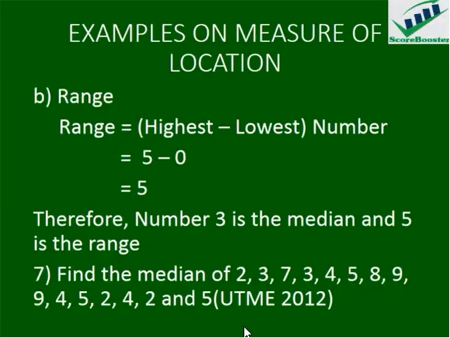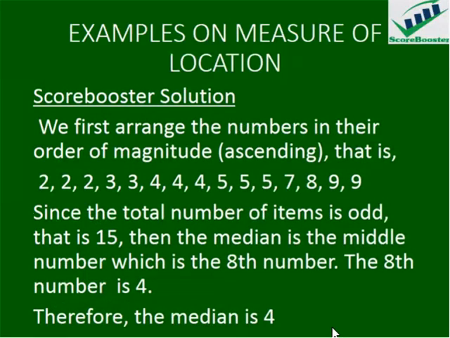So that is how to arrange in ascending order. If you want to arrange in descending order, from the highest to lowest, you start from the back: 9, 9, 8, 7, 5, 5, 5, 4, 4, 4, 3, 3, 2, 2, 2. From this, we know that the total number of items is odd, which is 15. So median will be the middle number. To determine the middle number, you divide 15 by 2, which is 7.5. If you approximate 7.5 to the nearest whole number, we have 8. So the 8th item will be the middle number.